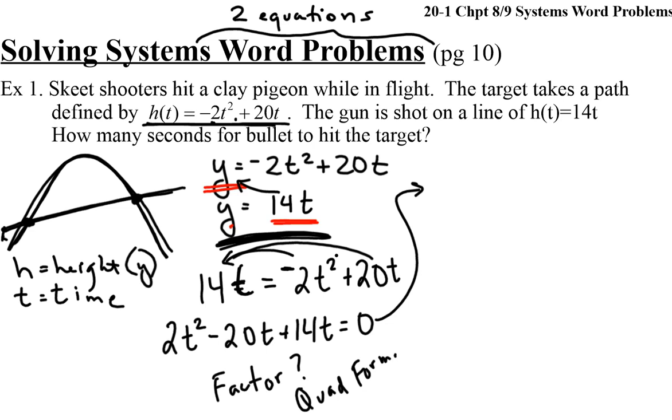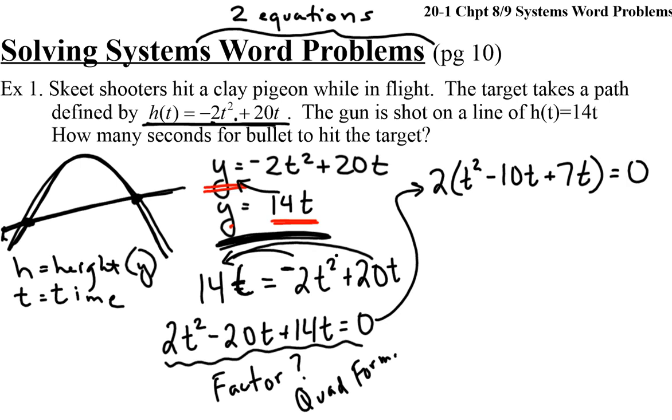Both were reviewed in the solving. Choose the one that makes the most sense for you. I'm going to factor because the first thing I could do would be to factor out a 2, which would leave me with t squared minus 10t plus 7t equal to 0. Now I have my simple trinomial. What multiplies to 7 but adds to negative 10? Well, that's how we're going to factor.